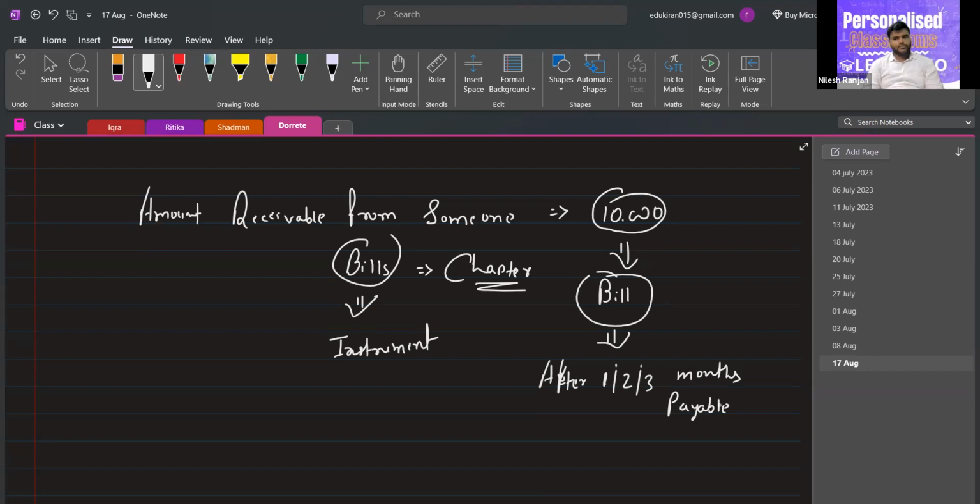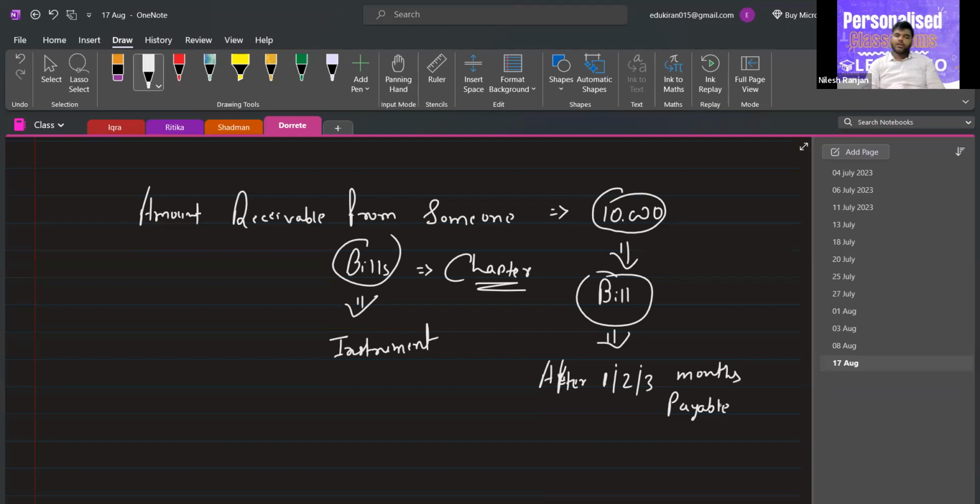In a normal transaction, when we sold our goods on credit basis, there is no certain time that we will receive the money. If you sold goods to someone, he can give you money after 6 months or 10 months. There is no restriction on payment and no written document related to this.